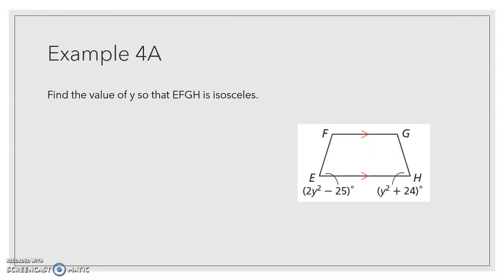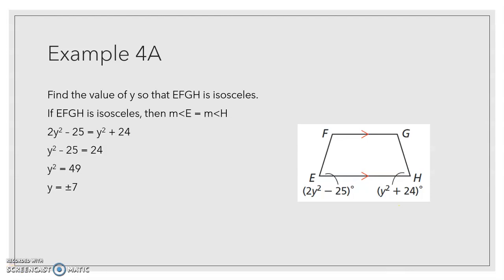Okay, welcome back. Example 4A looks like this. They've given you a trapezoid that they want you to make an isosceles trapezoid. So think about what needs to be true about these two angle measurements in order for it to be isosceles. See if you can write some sort of math statement and figure out what y needs to be. So pause the video and then come right back here where I'll show you how to find the answer.